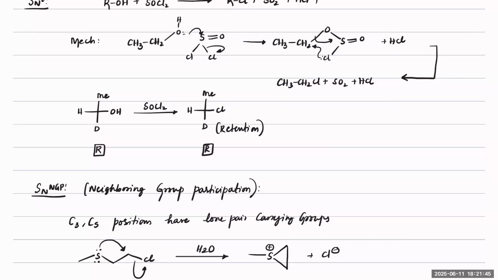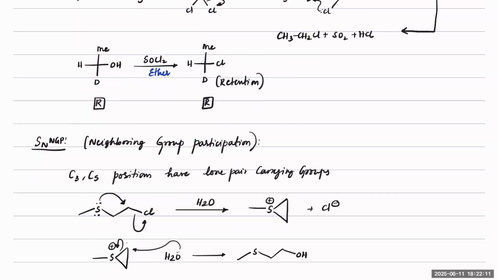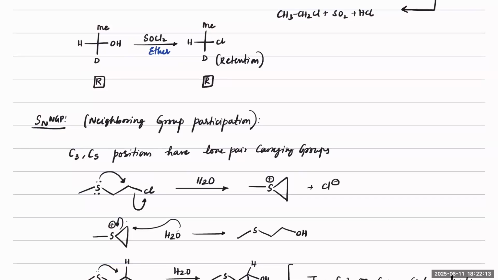Which means, suppose you had an R configuration, you are reacting with SOCl2 in ether. Now if you take SOCl2, that will make this R configured remain as R configured only. So it will keep it as a retention product. Clear beta? Next.